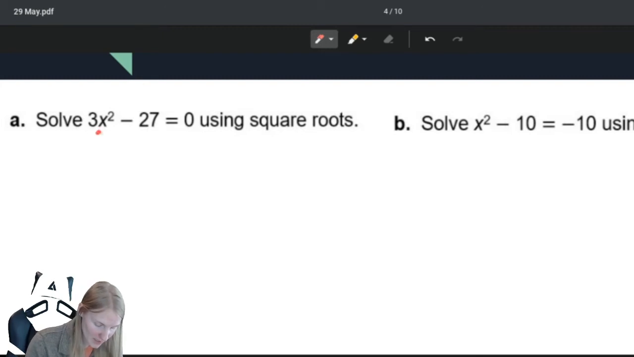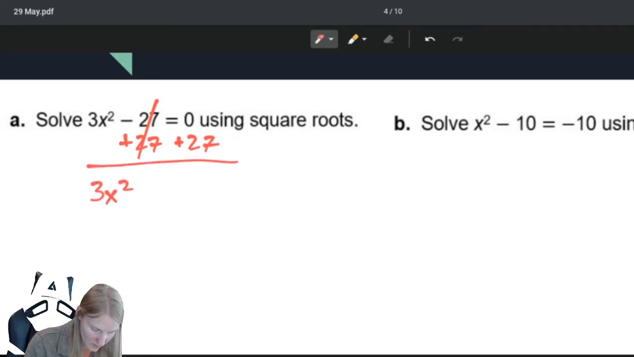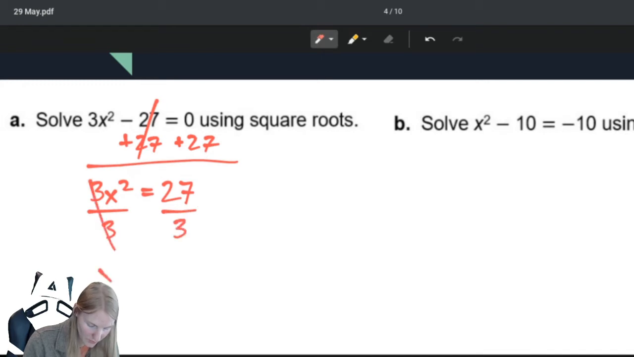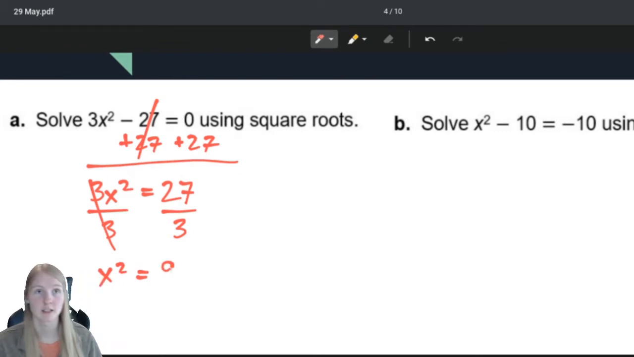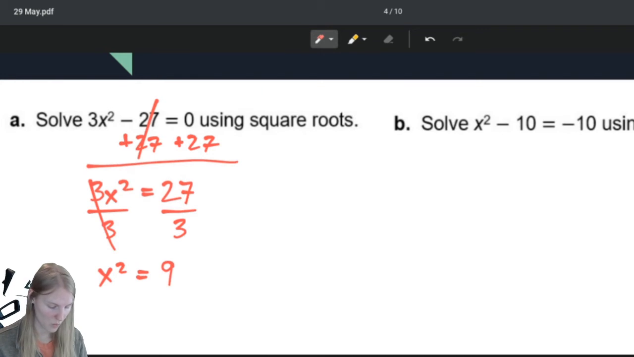So in order to get x by itself, I need to get this 27 out of here. I'm going to add 27 to both sides, and it'll go away over here. And that leaves us with 3x squared equals 27. Now, remember, I'm still trying to get x by itself, so I need to divide by the 3 on both sides. 27 divided by 3 is 9. And now, what number times itself gives me 9?